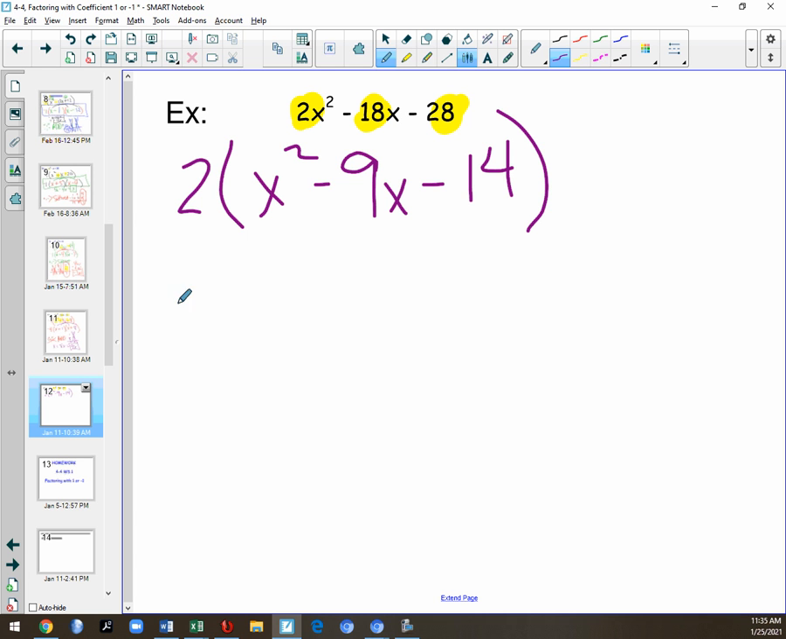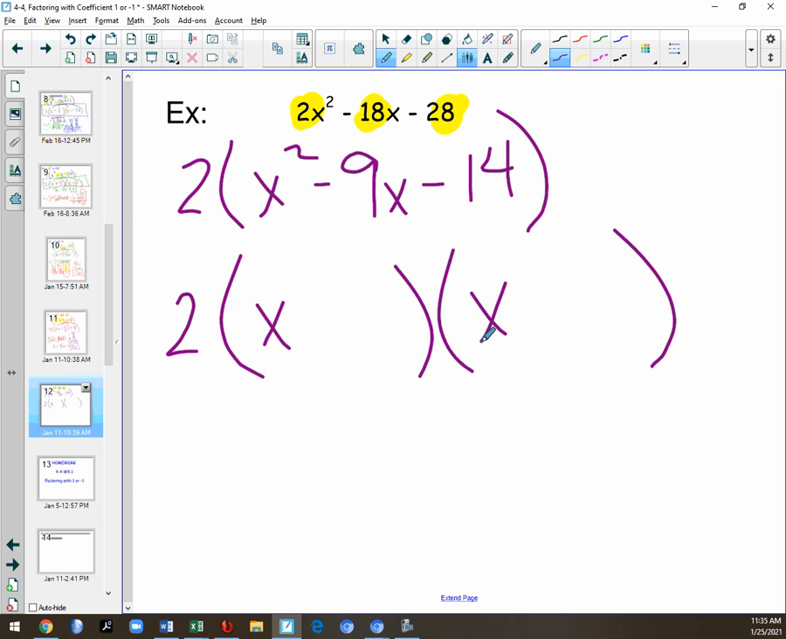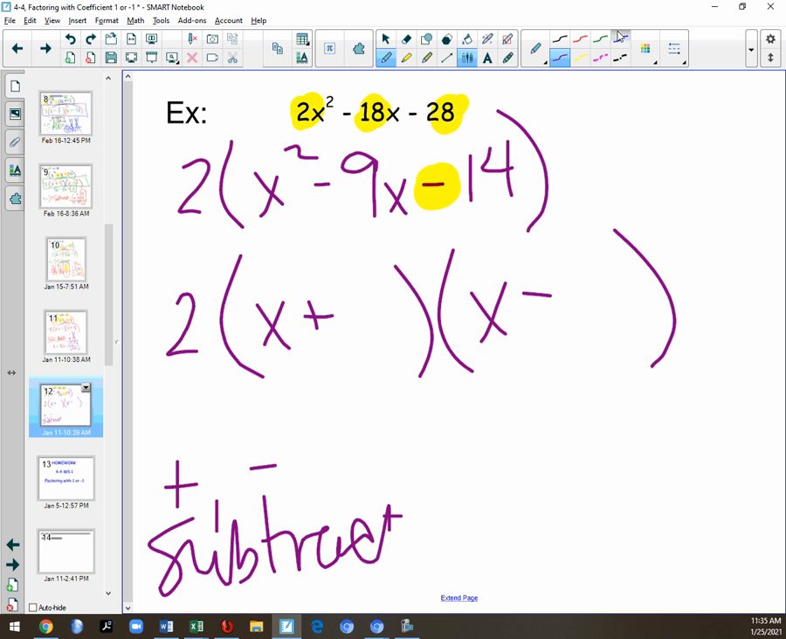So now, keep going. This becomes an x and an x. What I need to focus on is that last term sign. I have to have opposite signs, which means I am subtracting, which means now I need to find all my factors of my last term, which are 14, 1 and 14, 2 and 7. I am subtracting these numbers, and I need to come up with a 9.